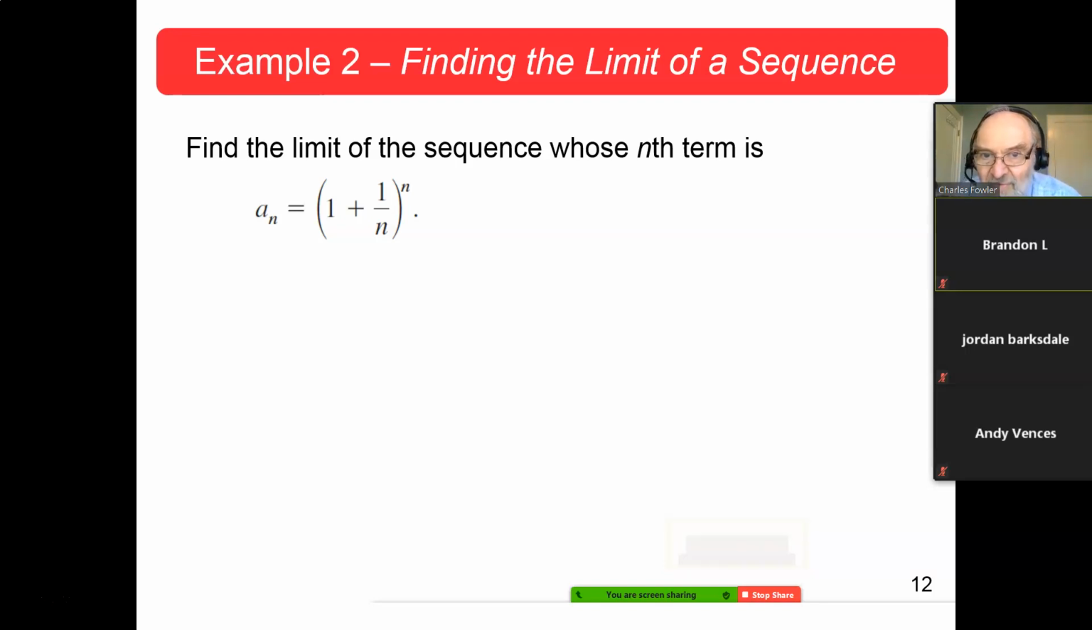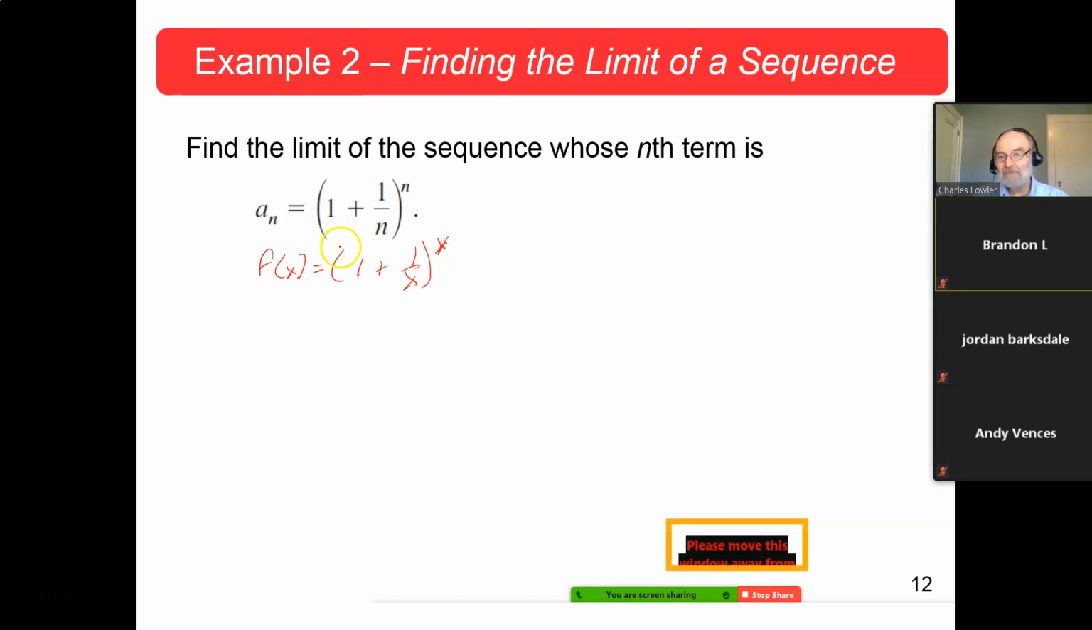Find the limit of a sequence whose nth term is that. Okay. Now, frankly, I don't want to write this out. You could if you wanted to, but let's change this to a function, and the function would be f of x equals 1 plus 1 over x, to the x power. Now, we want to find the limit of that function. If we find the limit of this function, that's going to be the limit of that sequence. Does this look at all familiar to anybody? This just happens to be e to the x. That's how e is defined.